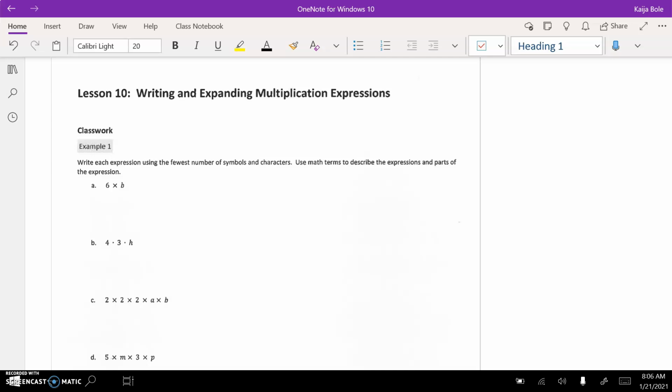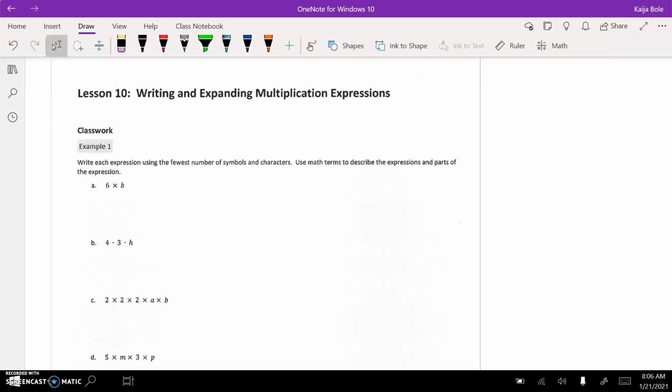So when we have a number and a letter, we can take out that multiplication sign. So this would just become 6b. Okay. In the next one, we would want to multiply the numbers first. So 4 times 3 would be 12. And then again, we take out that dot, so it'd just be 12h.